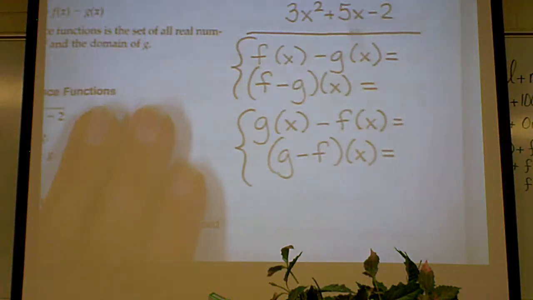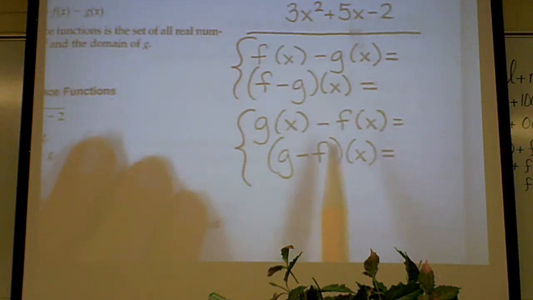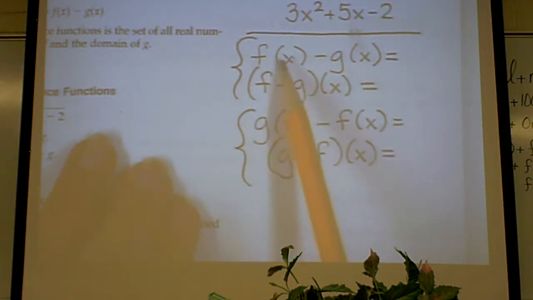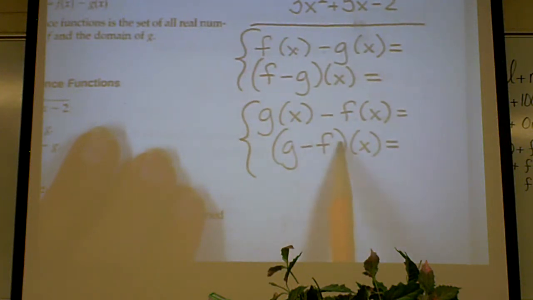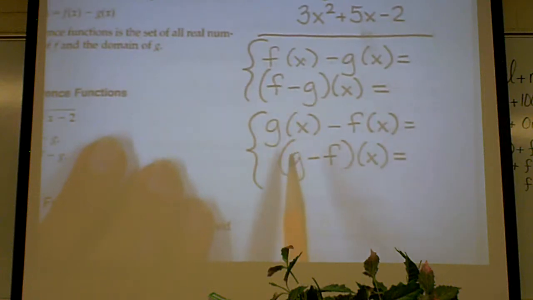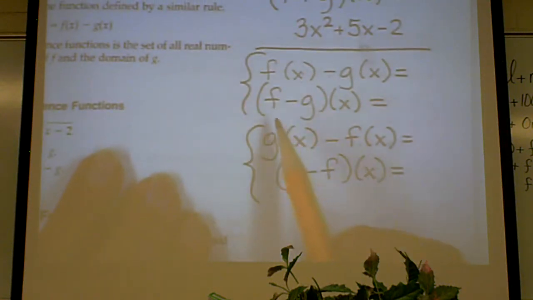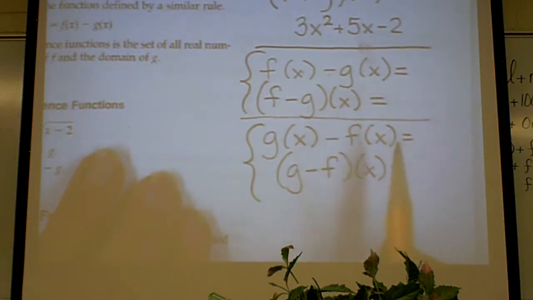Okay. Everybody look at what I just wrote. Do you see a difference? First of all, these two mean the same thing. So when you see f of x minus g of x, you can shorten it to f minus g of x. What if I wrote g of x minus f of x? This is g minus f of x. Are these different problems? Yes. Why are they different? Because one's a negative g of x and the other one's a negative f of x.